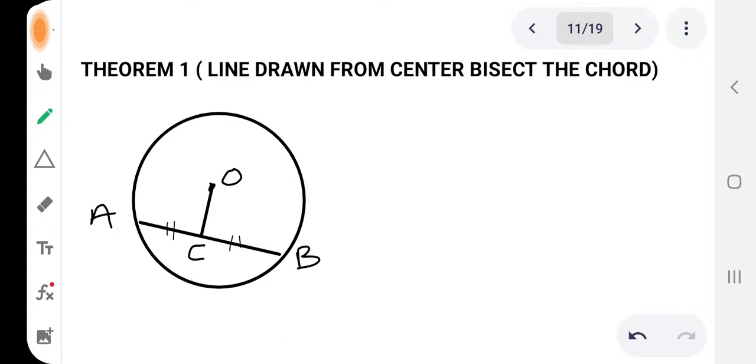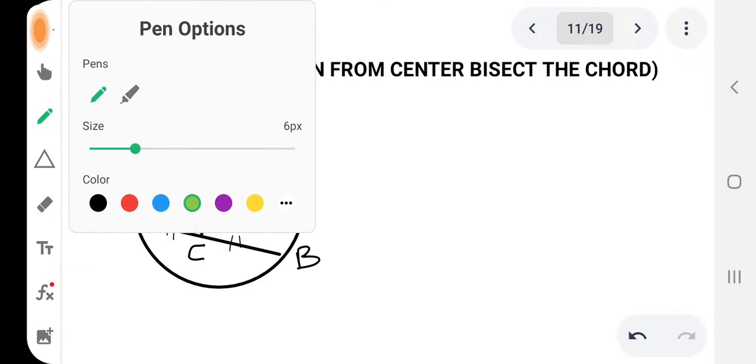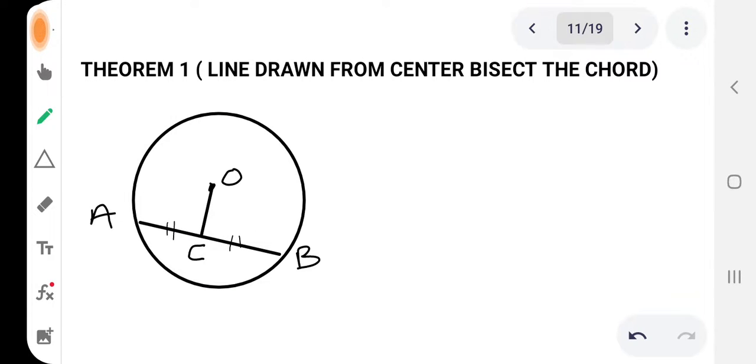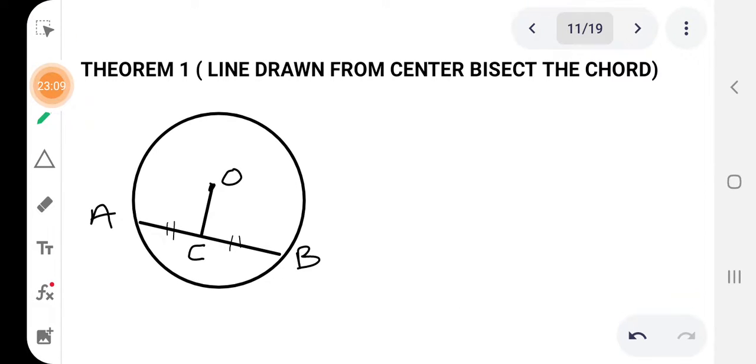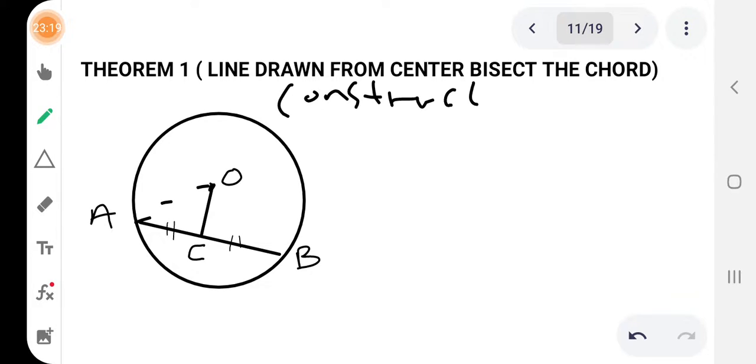So let's come to theorem 1. So let's take, we are here to prove this theorem. So theorem 1, we know that we are first going to construct AO. Say construction. We join AO, A to O, and also construct AOB. So here I don't have enough space, I won't write construction.